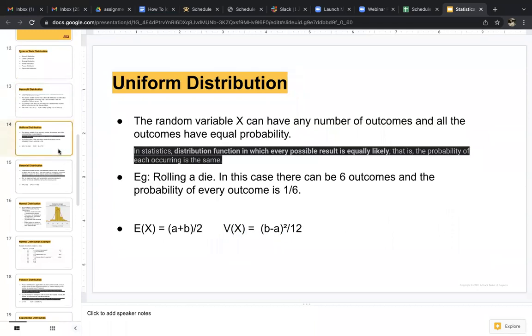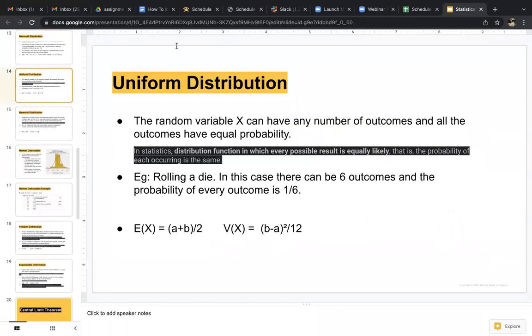The next distribution is the uniform distribution. This is the most commonly used distribution, along with the normal distribution, in statistics concepts. So what is a uniform distribution? Suppose a random variable x has been given any number of outcomes, and all the outcomes have equal probability. As the name suggests, in the uniform distribution, all the outcomes have the same probability. The best example is rolling a die.